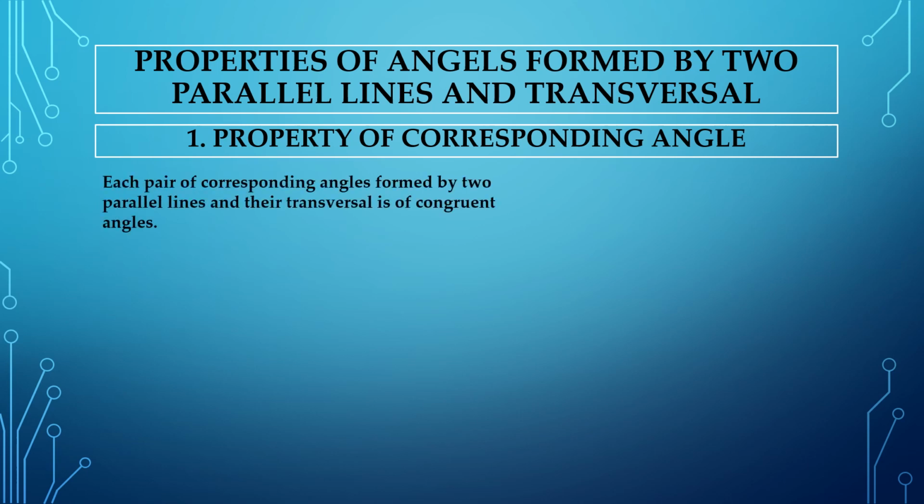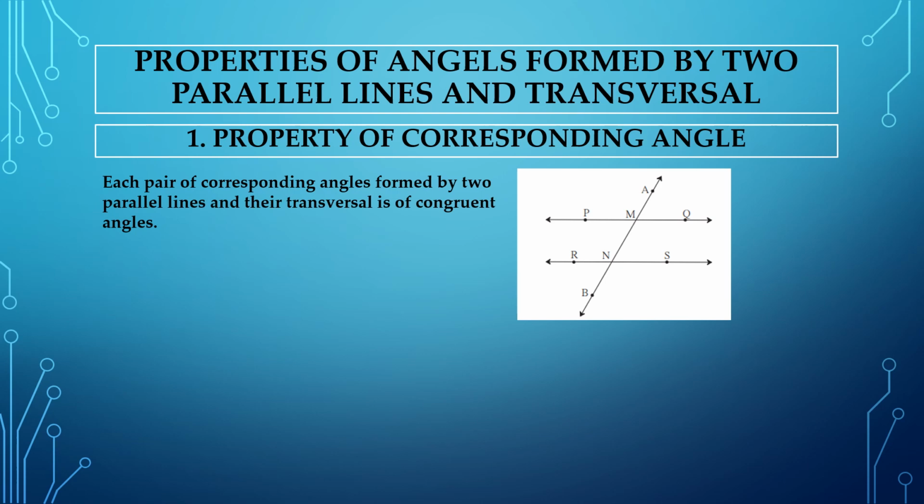Each pair of corresponding angles formed by two parallel lines and their transversal is of congruent angles. Now, we'll see this property by taking one example. Here there are two parallel lines, students, that is PQ and RS, and the transversal is AB. So a pair of corresponding angles is angle AMP and angle MNR.